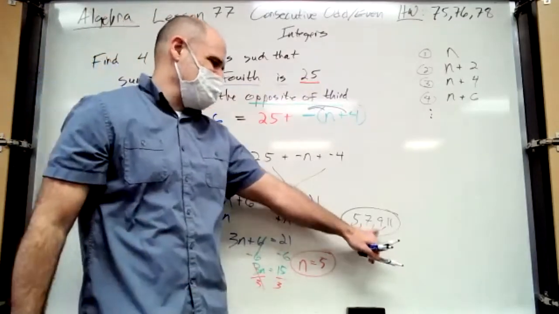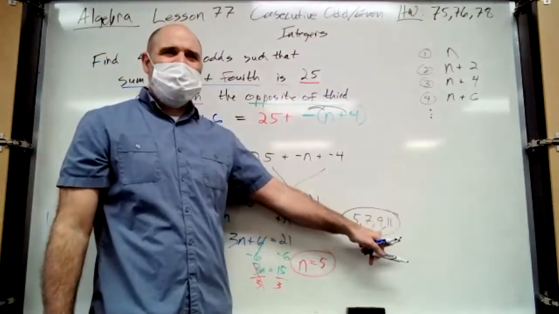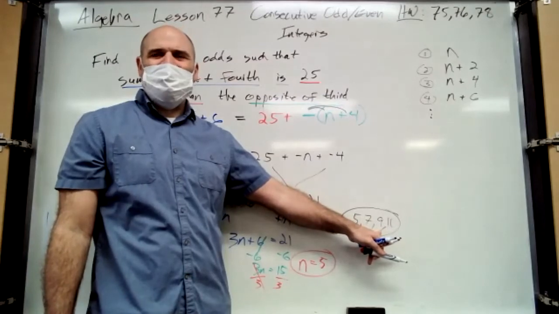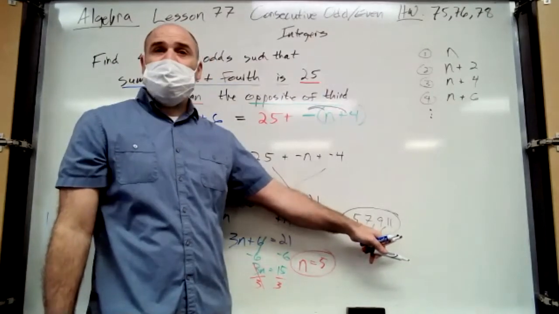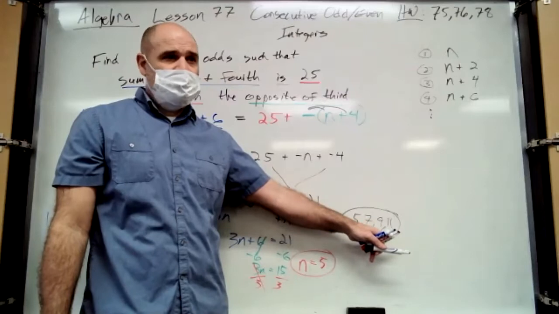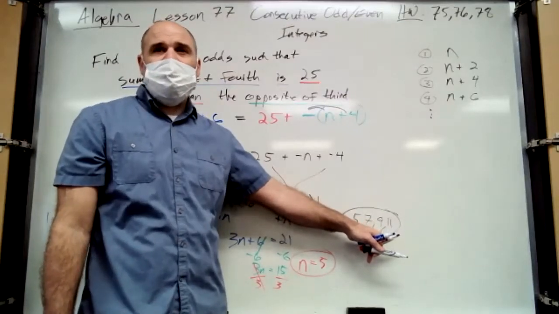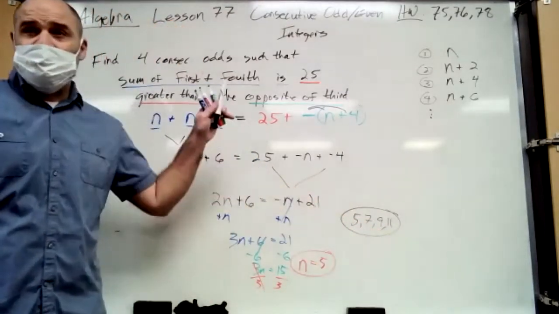The opposite of the third is negative 9. So what happens when you add 25 to negative 9? You get 16. Okay, so it works. Makes sense? Now, you didn't have to do any of this.